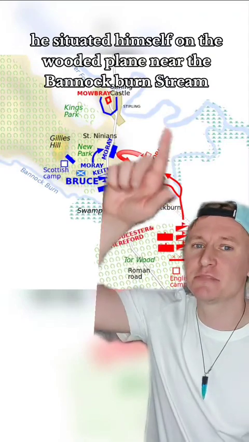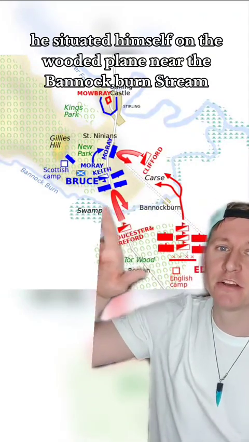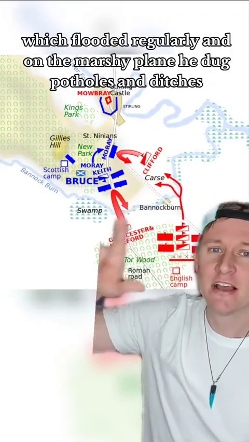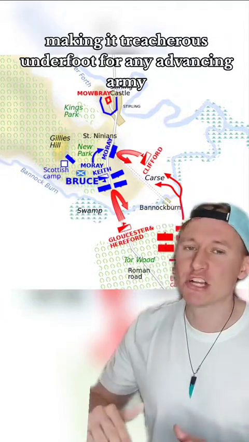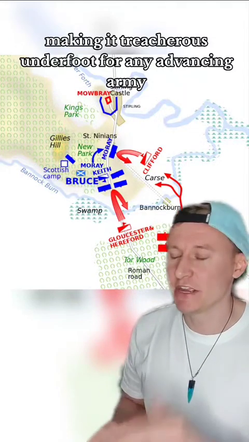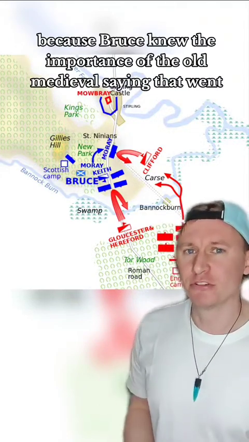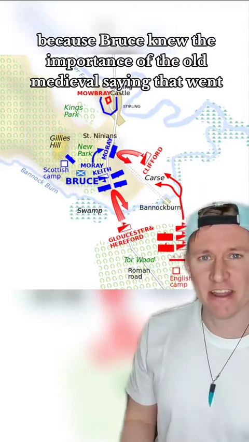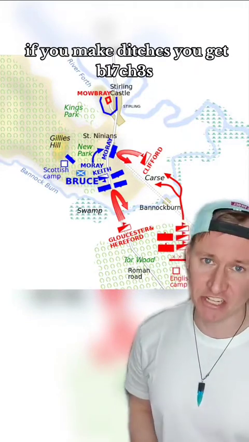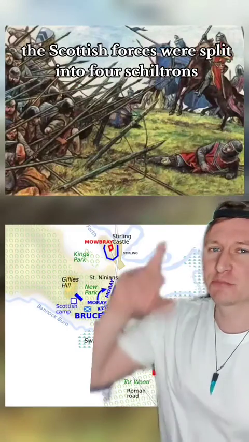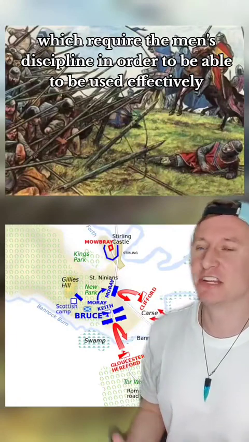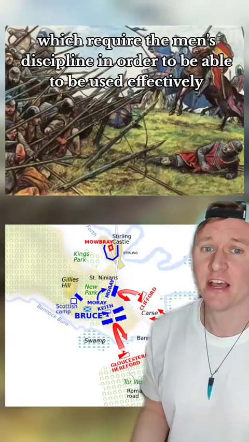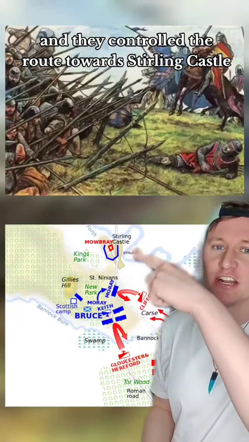And he situated himself on the wooded plain near the Bannockburn stream, which flooded regularly, and on the marshy plain he dug potholes and ditches, making it treacherous underfoot for any advancing army. The Scottish forces were split into 4 schiltrons, a hedgehog of spears which required immense discipline in order to be able to be used effectively, and they controlled the route towards Stirling Castle.